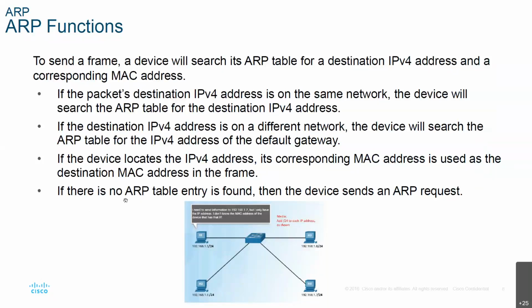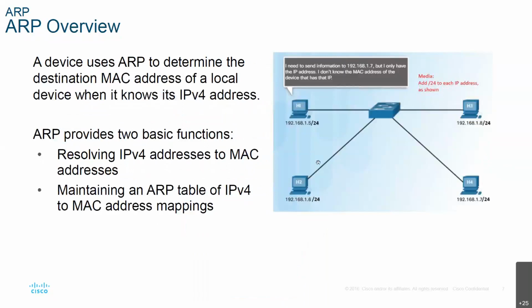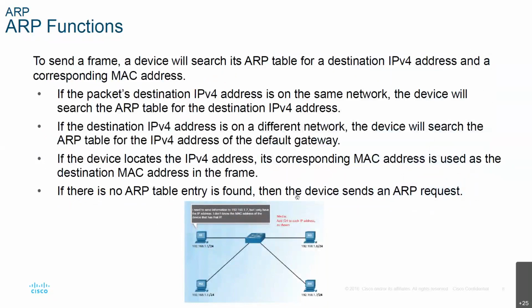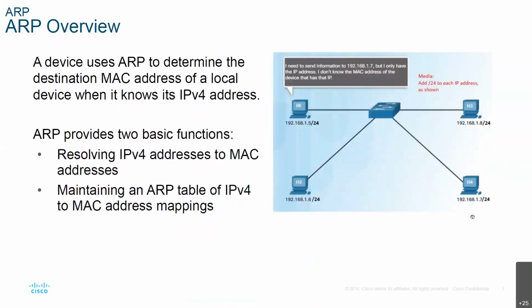If there is no ARP table entry, like in this situation, if you don't have the MAC address of this computer or device, then you send an ARP request, as we have over here. Once you send the ARP request, this request will be replied, and then you will have the MAC address inside the ARP table.